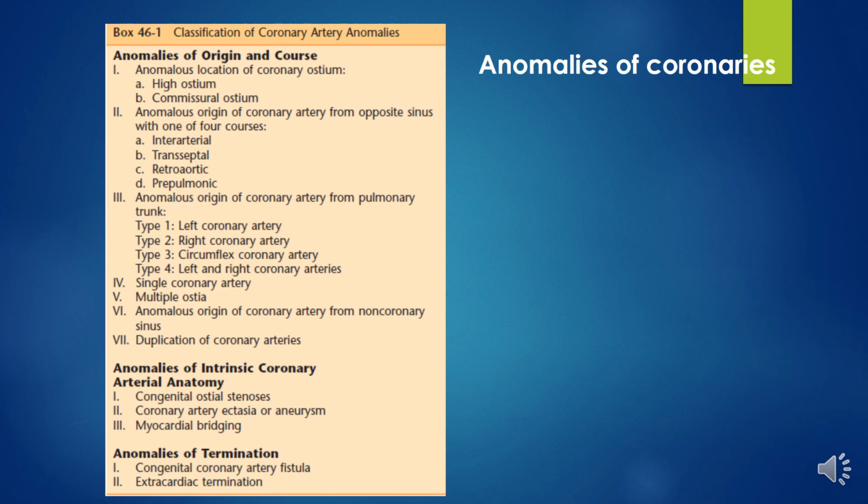The anomalous origin of the coronary artery from the pulmonary artery tree most commonly involves the left coronary artery, but occasionally the right coronary is involved. The circumflex or both coronary arteries may arise from any of the central pulmonary arteries. Anomalous origin of the left coronary artery from the pulmonary artery has 3 or 4 variants. The common aortic origin from the right or left coronary artery.